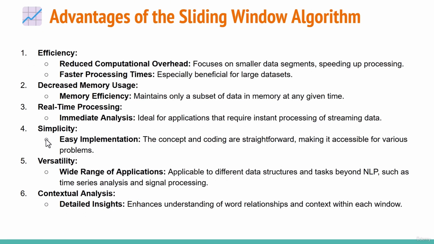Now let's look at its benefits. First is efficiency. It uses less power and can work on large data by breaking it down into chunks. Next is decreased memory usage. It uses less memory. Next is real-time processing. When we provide data, it performs the analysis in real time. Next is simplicity. It is easy to implement. Next is versatility. Many tasks in NLP are performed using this algorithm. Next is contextual analysis. It makes it possible to observe the relationship in a context among words within each window.